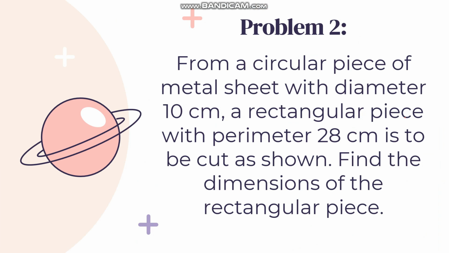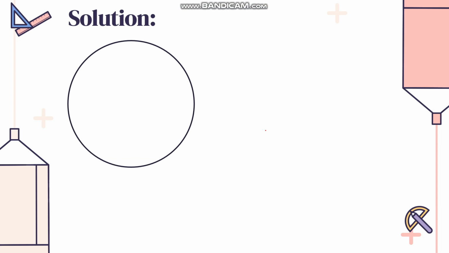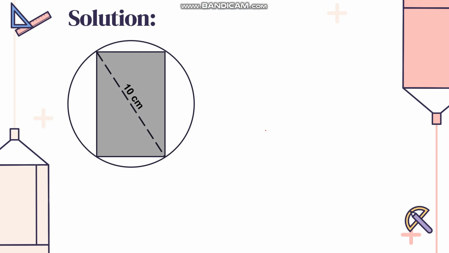Let's have this second problem. From a circular piece of metal sheet with diameter 10 cm, a rectangular piece with perimeter 28 cm is to be cut as shown. Find the dimensions of the rectangular piece. If you imagine this word problem, there is a circle, and inside the circle is a rectangle. So to illustrate the word problem, again we have a circle whose diameter is 10 cm. And inside the circle is a rectangle whose perimeter is 28 cm.